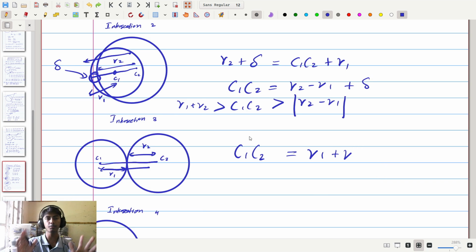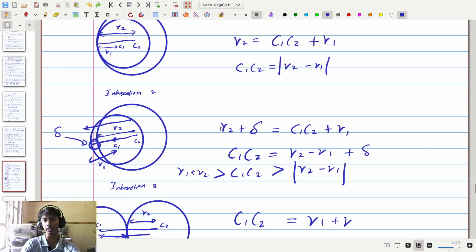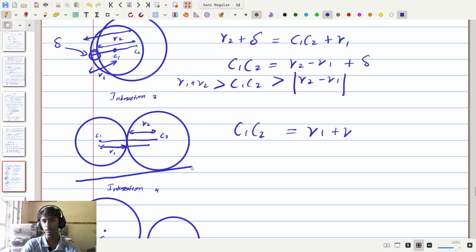So now we have the full condition for intersection number 3. It is that the distance between the two centers c1, c2 should be less than r1 plus r2, but greater than the difference of the two radii r1 minus r2's absolute value. So that's intersection number 3 completed, and also intersection number 4 completed.